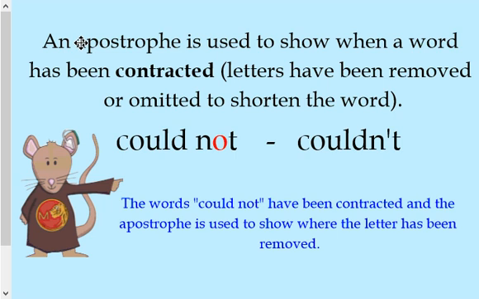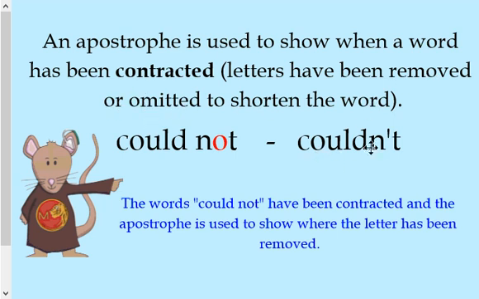Okay, so the apostrophe was used in the word couldn't to show when a word has been contracted. By contracted, we mean made smaller, shortened. We shorten two words and join them together to make one. Okay, and when we contract two words, normally we remove some letters. The word is contracted. You might also see the word omitted. It means to miss out. So letters have been removed or missed out, omitted, to shorten the word.